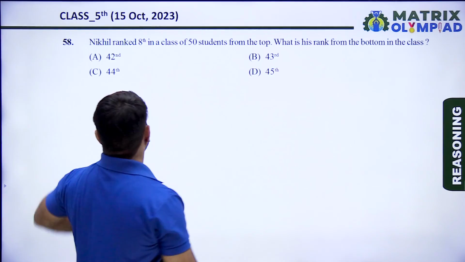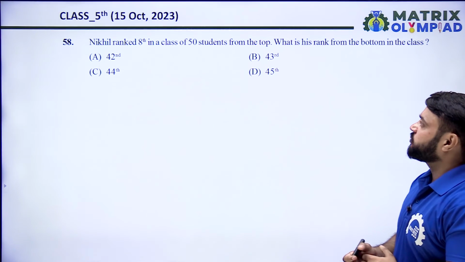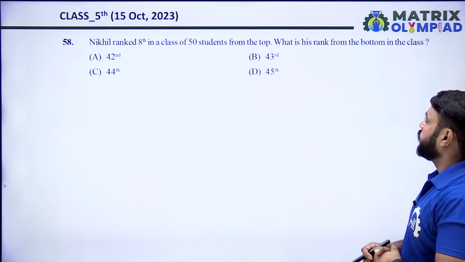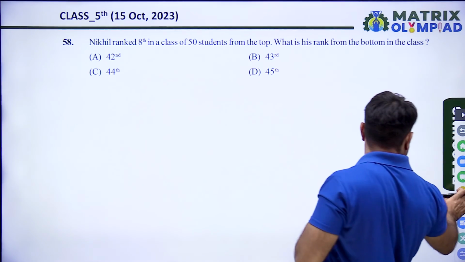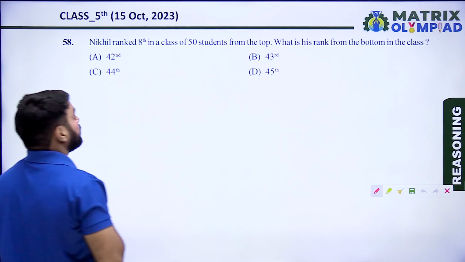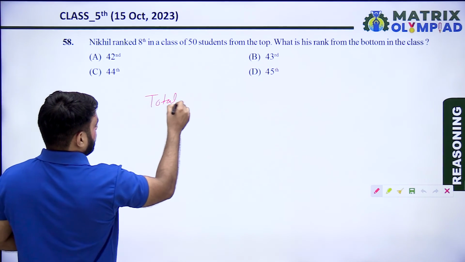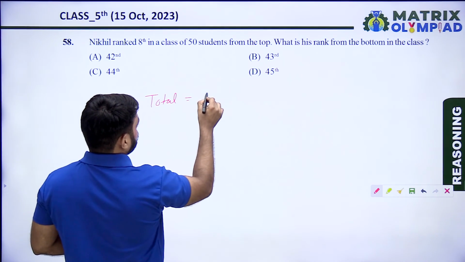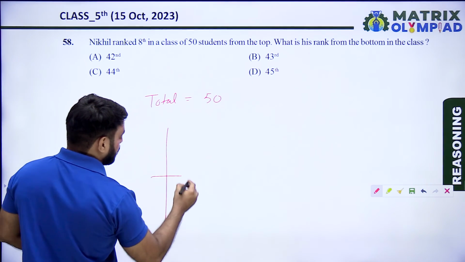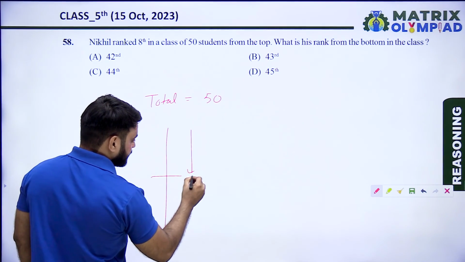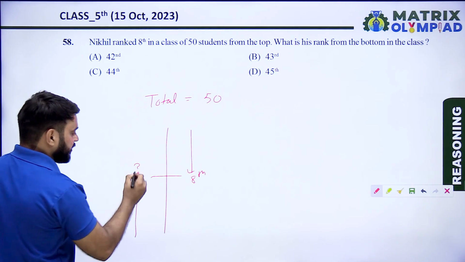So next question is question number 58. Nikhil ranked 8 in a class of 50 students from the top. What is his rank from the bottom in the class? So find Nikhil's rank from the bottom side. Given, total students is equal to 50. Nikhil's rank from the top side is 8. Find Nikhil's rank from the bottom side.